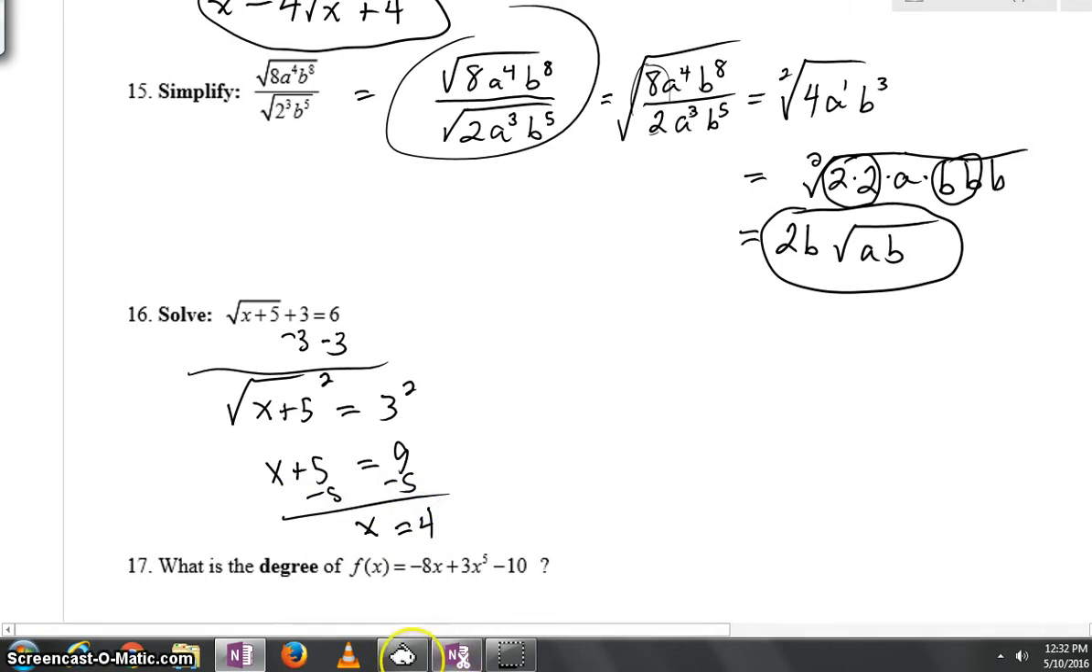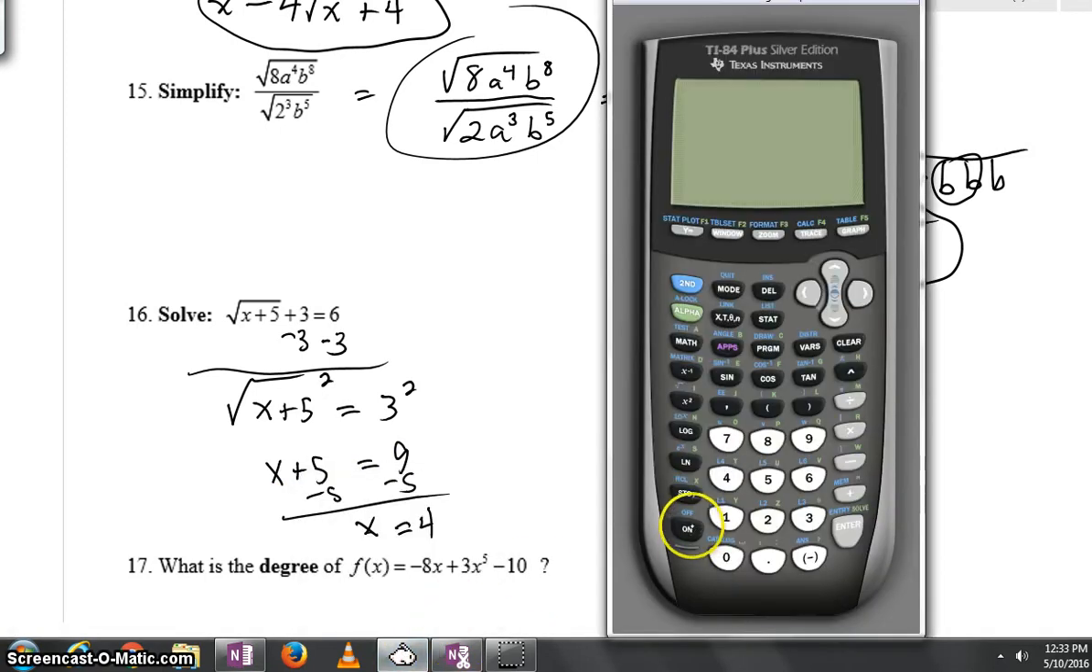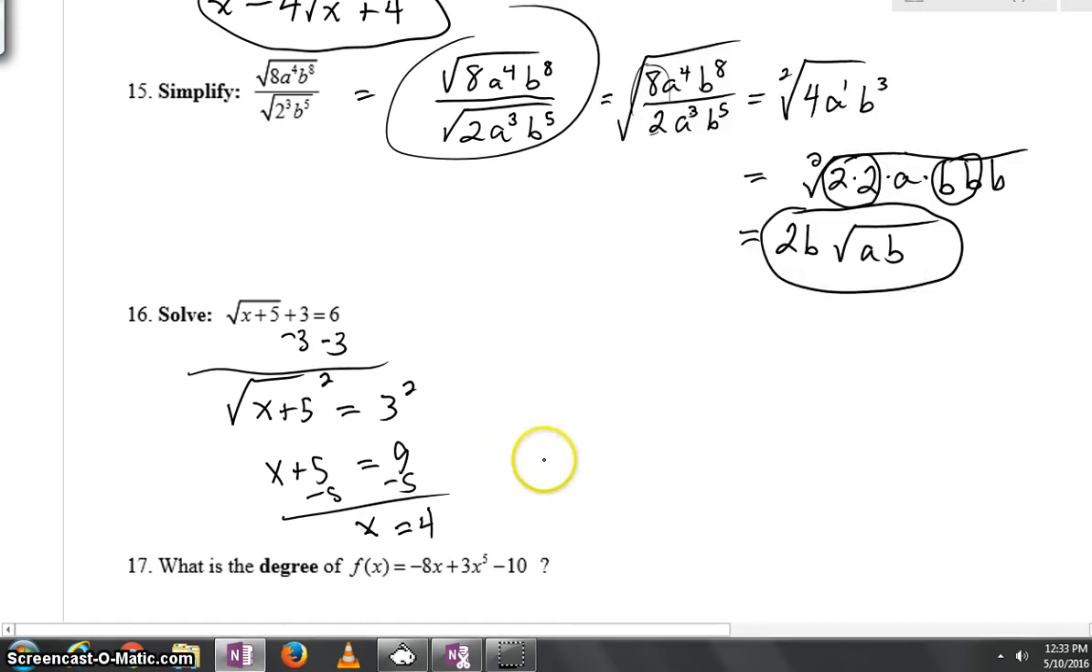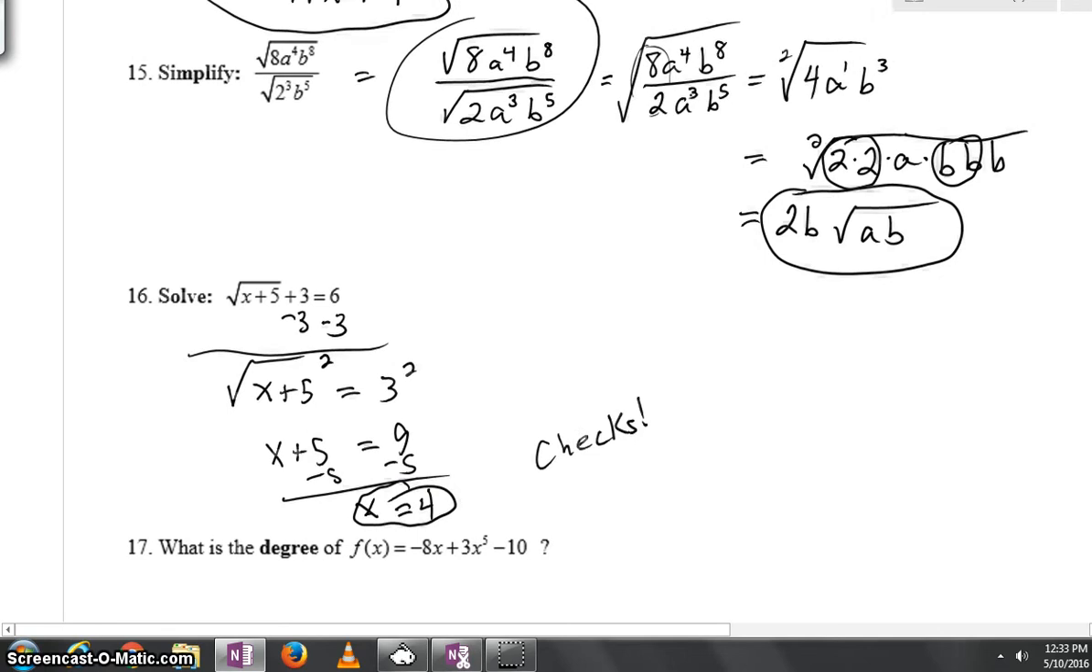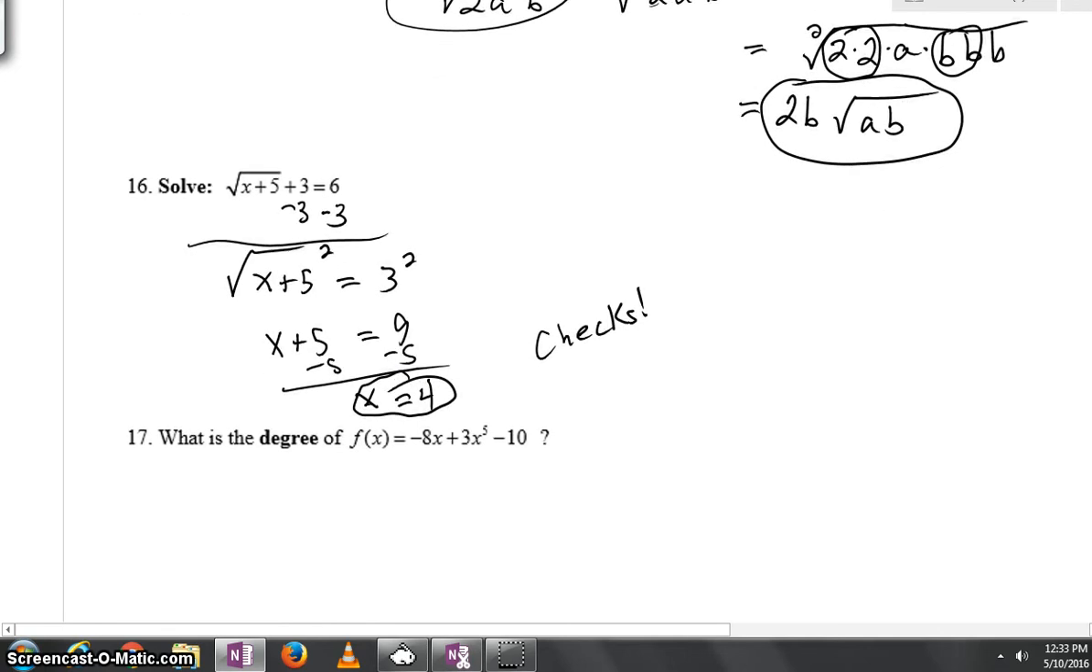Honestly, though, we should do a check. The best thing to do is to store a 4 in for an x. And let's just see if this left-hand side is going to get us what we're really looking for. We've got radical x plus 5 plus a 3. Hit enter and you'll get 6. It checks. The reason why we have to do a check is very frequently our answer won't work. In the original equation, we'd have to say no solution.